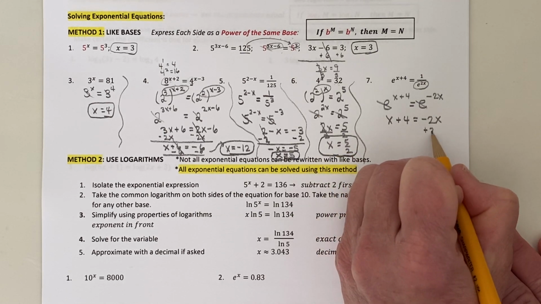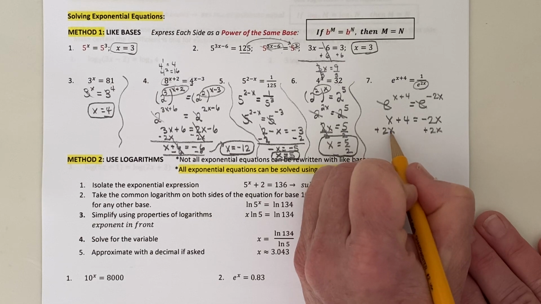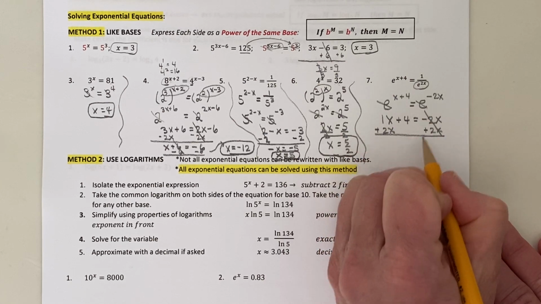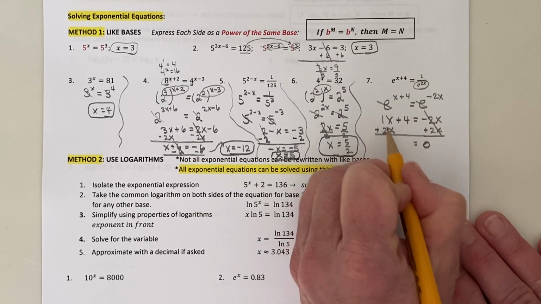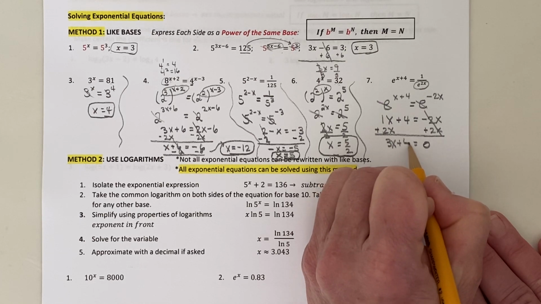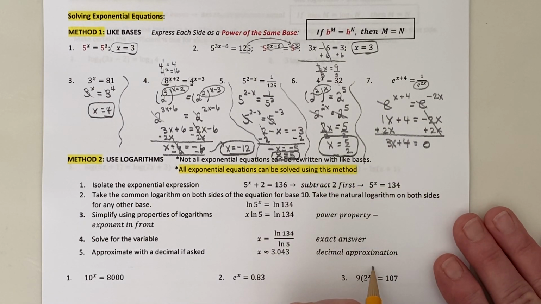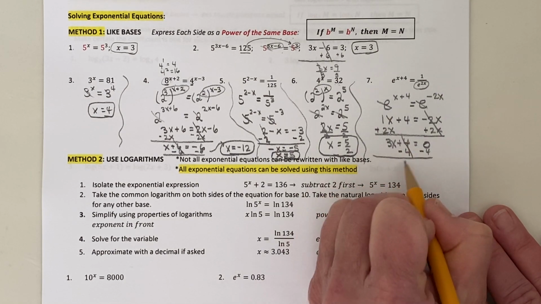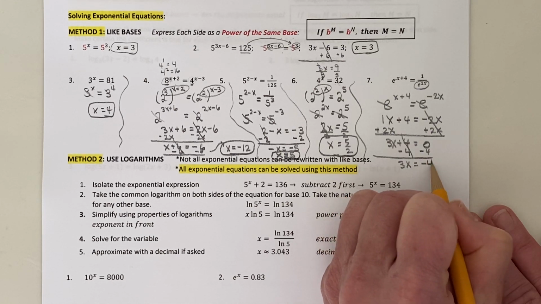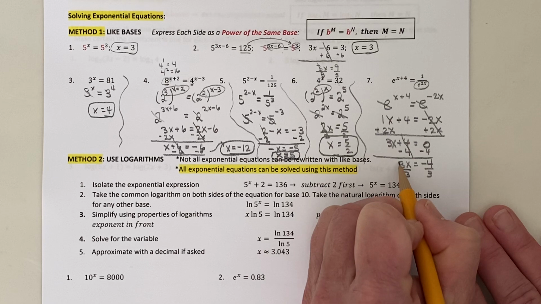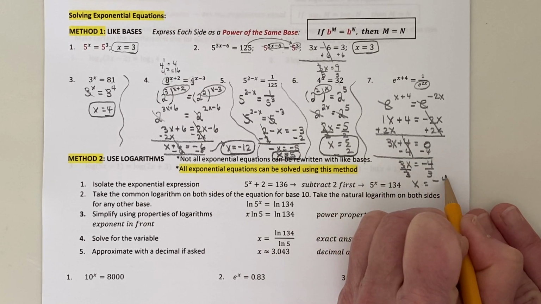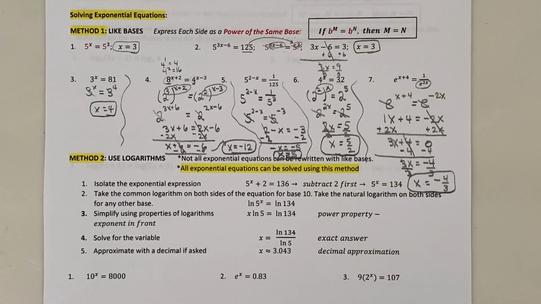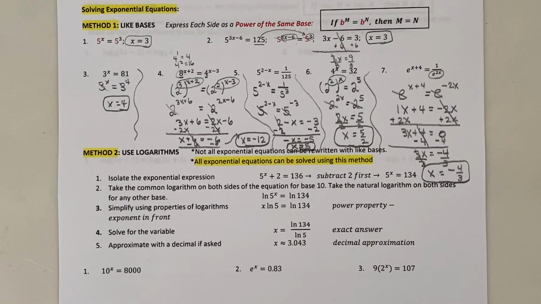At this point, I think I'll add a 2x to both sides of the equation. That'll keep my x term positive. Remember, this is 0. When you collect here, we get 3x. And then don't forget the +4. Subtract a 4. And divide by 3. All right, that's solving exponential equations, trying to get the same base, equating the bases.